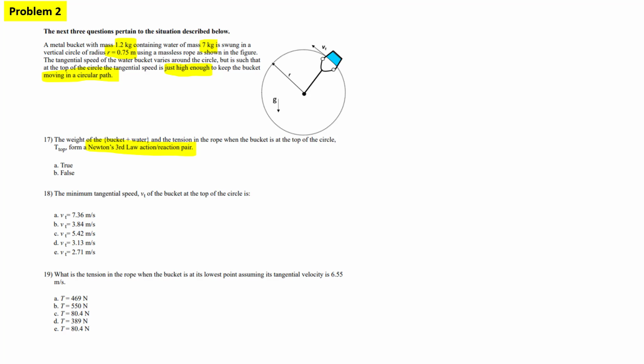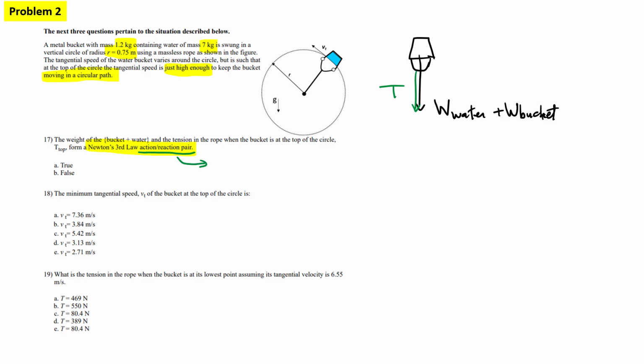Let's look at a free body diagram when you're at the top of the circle. So here's my bucket. All right, the total weight is the weight of the water plus the weight of the bucket. I'll just split it up: the weight of the water plus the weight of the bucket. The other force acting on it is the tension due to the rope, and that's acting right here. I call that T. Now, do these two forces here form an action-reaction pair?